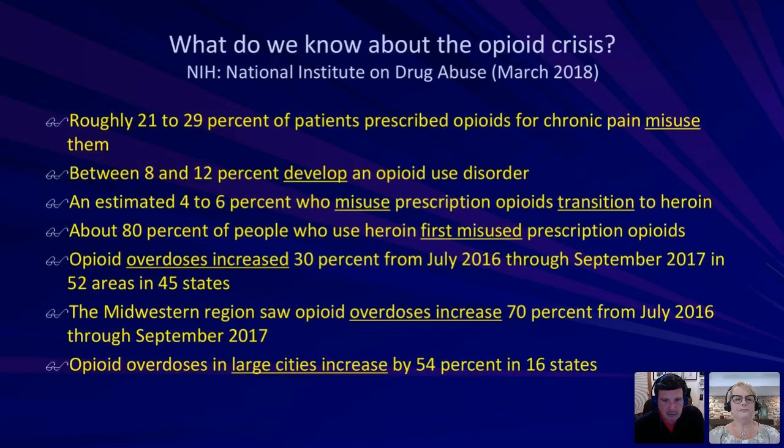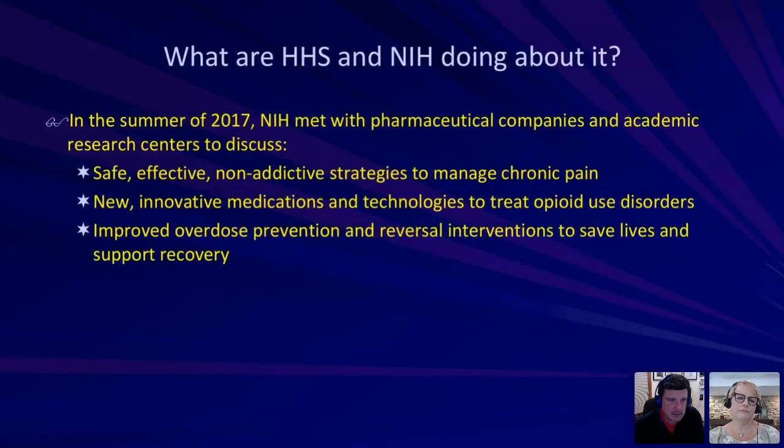misuse, and then they transition into things that are stronger like heroin. And about 80% of the people who use heroin first misuse prescription opioids. So we just want to draw attention. And this is where it came from, started back earlier before that. But actually, the National Institute on Drug Abuse in March, these are some of the latest numbers that are out there. So what happened in the summer of 2017, the NIH met with pharmaceutical companies. And you're going to see some of the maybe innovative ways that they're trying to work. And Trace will talk about some of the medications and how they're a little bit harder to maybe inject and what happens.